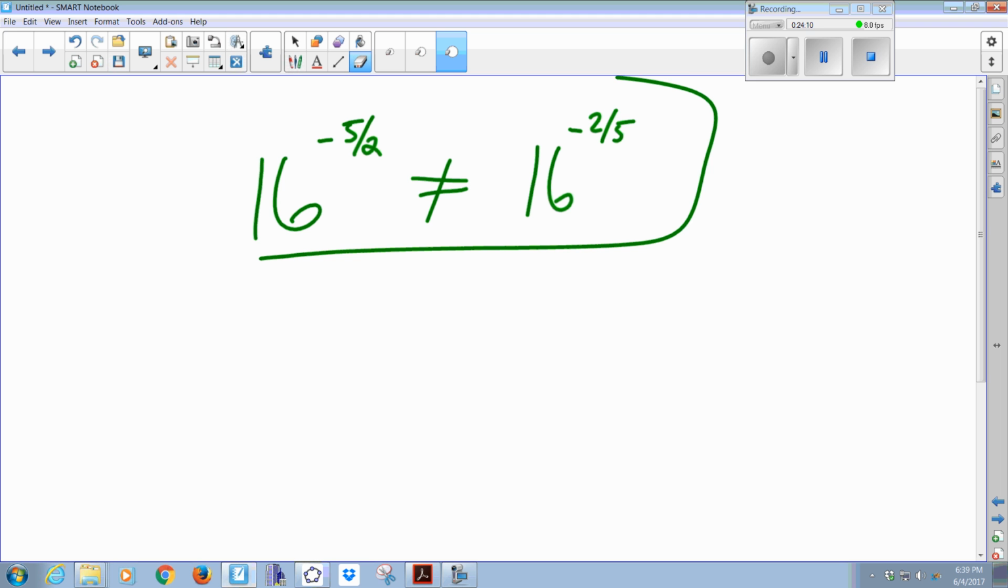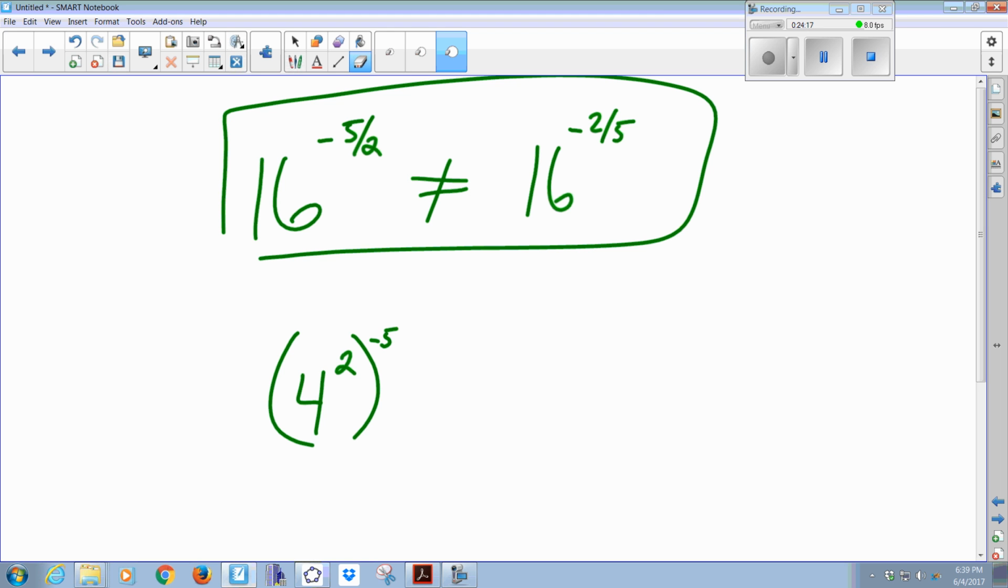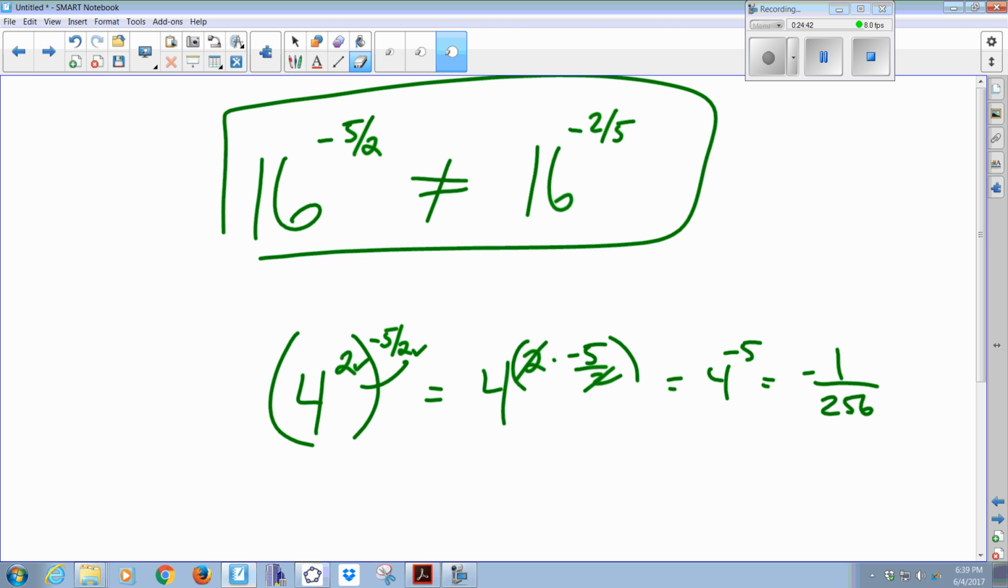The last thing I'd like to show you is that you could write 16 as 4 squared, for example. Why did I pick 4 squared? Because the denominator is 2, and here your exponent is 2. So when I apply my exponent properties, 2 times negative 5 halves, I multiply when I have a power to a power. My 2's cancel, and I'm right back to where I was a few steps ago, 4 to the negative 5, which is negative 1 over 256.